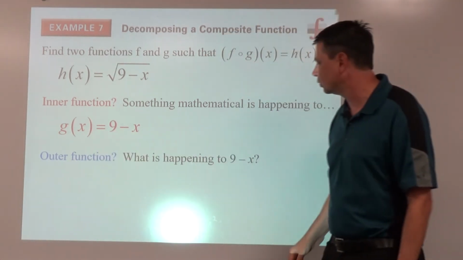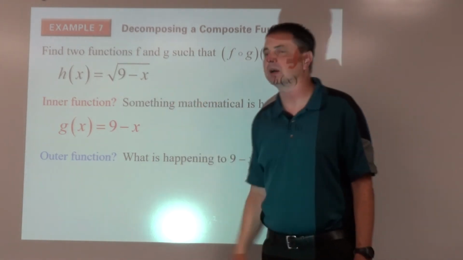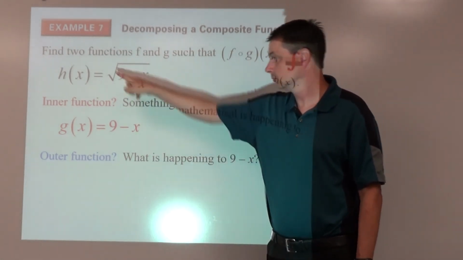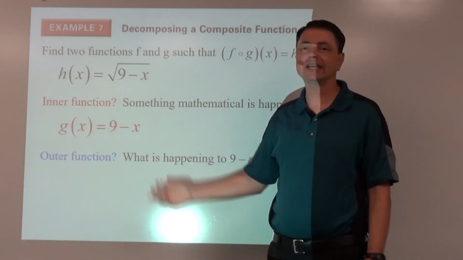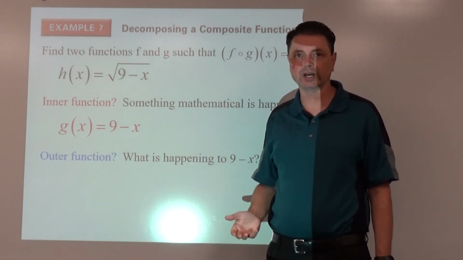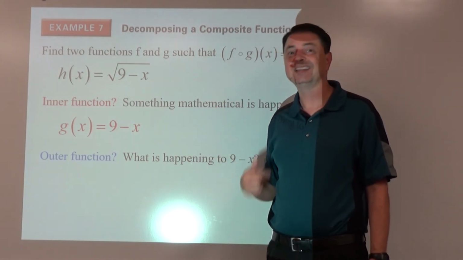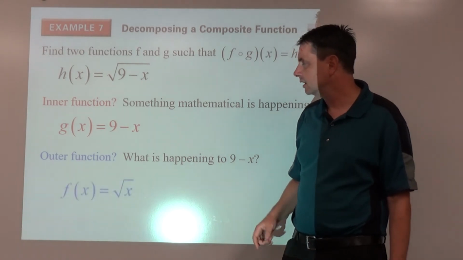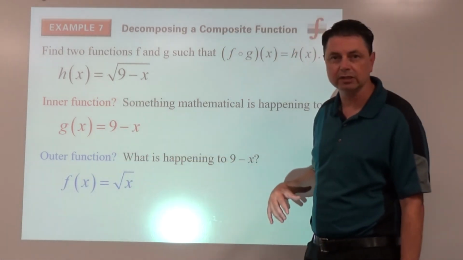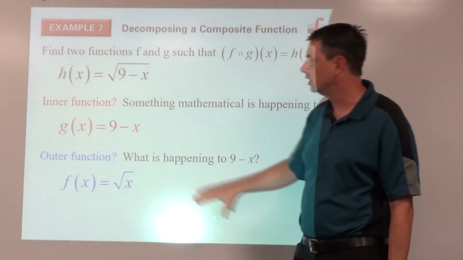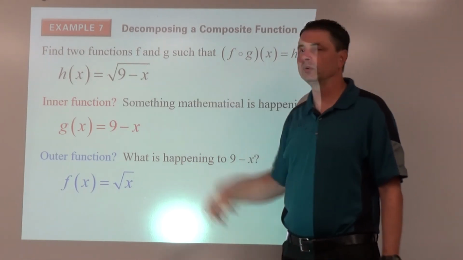And then the outer function. Well, what is happening to your inner function? What is happening to the 9 minus x? It's being square rooted. So that's the outer function. It's just being square rooted. In general, the input is being square rooted, and the input is just generically x. So f of x would be the square root of x. And if you wanted to then work it out and do it like a previous example, you would see that if I compose these in this fashion, that is what we would get.